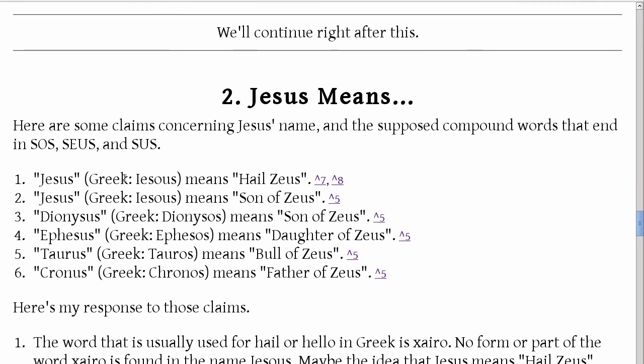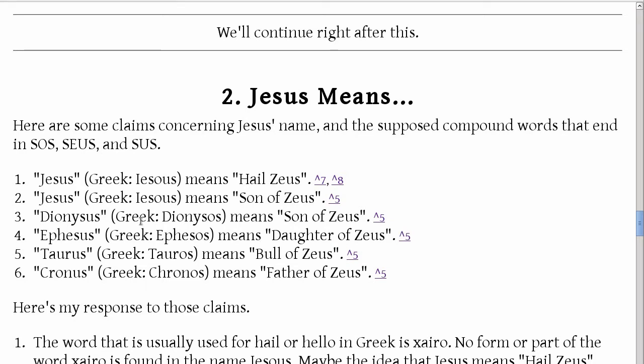Jesus, Greek, Iesous, means Hail Zeus. So they say. These are my references that say that. Jesus, Greek, Iesous, means Son of Zeus. These are my references that say that. Now, these references don't necessarily claim this themselves. They might just be saying that other people claim this.